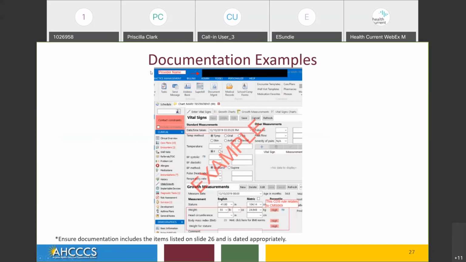At the top, you can see the provider name was originally there, but that was redacted. And then towards the bottom, it talks about weight, head circumference, body mass index, and that CDS rule relates to the CQM CMS 69. And as you can see, it highlights that high there in the bottom right-hand corner. It's showing that criteria is high for this specific patient. So you're showing why it's important to that patient when they come in that that's one of the CDS rules. So this is just one example, and this is a BMI and weight example. So you should ensure documentation includes the items listed on slide 26 and is dated appropriately.